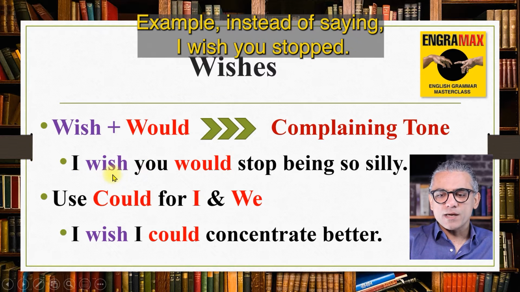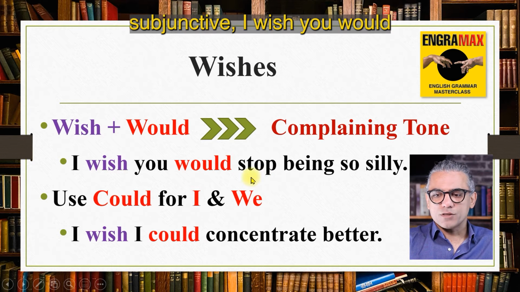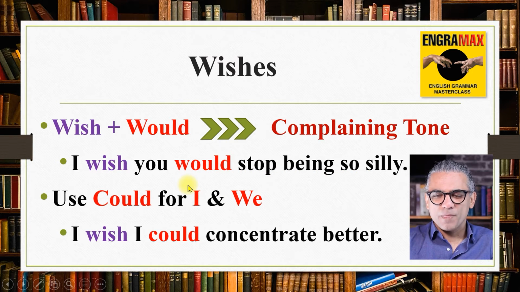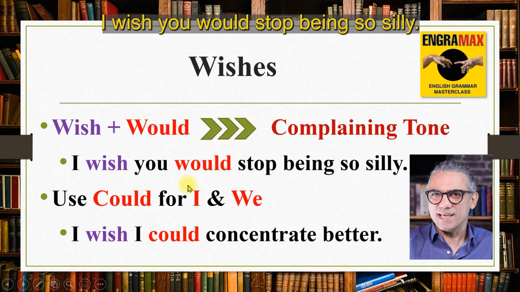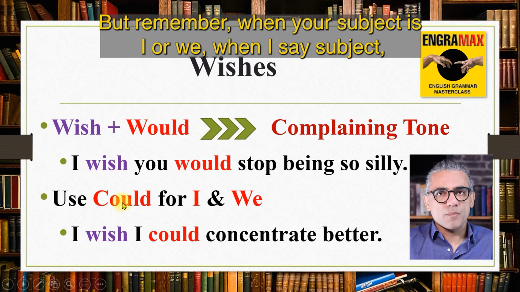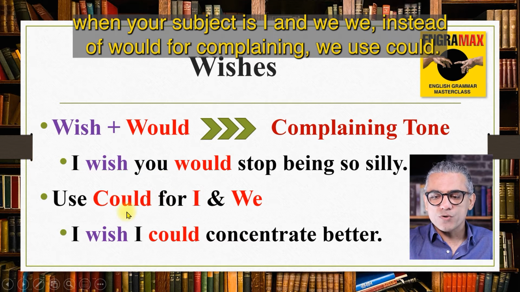Example, instead of saying, I wish you stopped, just like I explained in the previous slide, subjunctive, we say, I wish you would stop being so silly. Because look, the tone is like this. I wish you would stop being so silly. Okay, that's why we use would. But remember, when your subject is I or we, when I say subject, the subject of the second clause in here, not the first clause, instead of would for complaining, we use could.